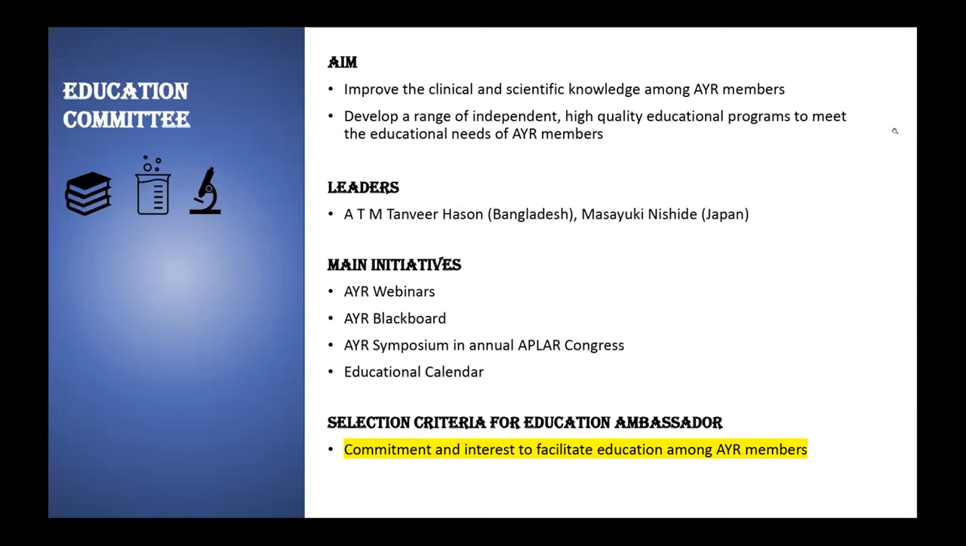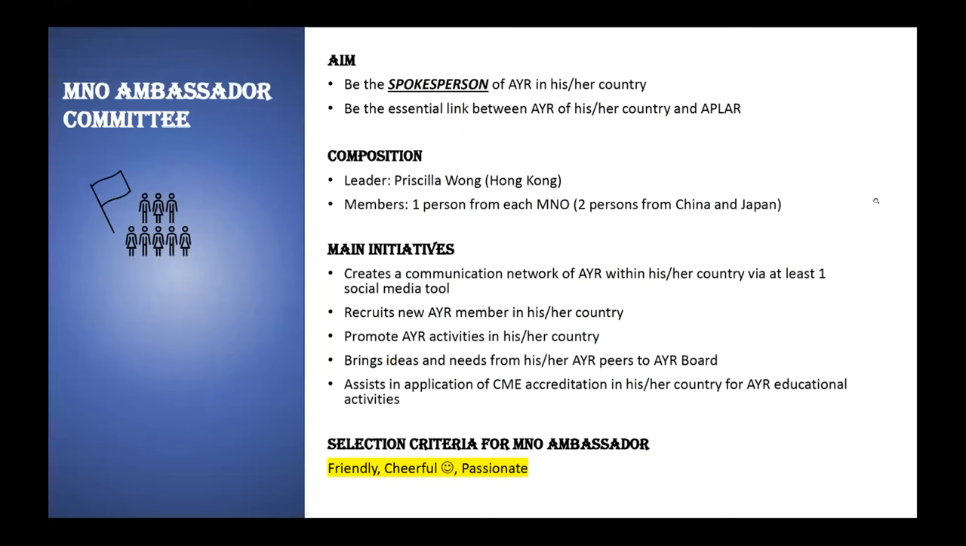And then the MNO Ambassador Committee is comprised of the leader and one ambassador from each nation, except for China and Japan. We'll have 2 ambassadors since the potential number of AYR members in these 2 countries is huge. We look for people who are friendly, cheerful, and passionate to join this committee.